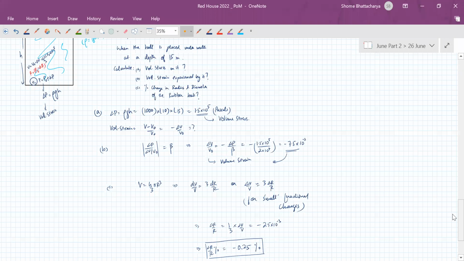Another thing you can be asked over here is the percentage change in density. So if the volume reduces by 0.75%, then the density will increase by 0.75% because volume and density are inversely proportional. So that's another thing you can add to the question here. Add a fourth part, what is the percentage change in density? Density is inversely proportional to volume, so it will be negative of the percentage change in volume. So it will be plus 0.75%.